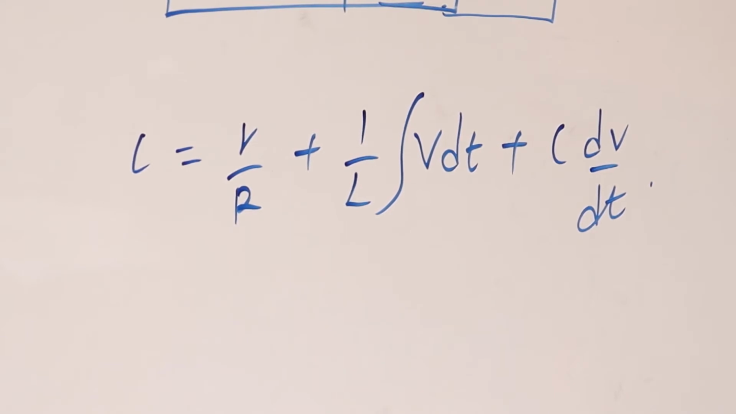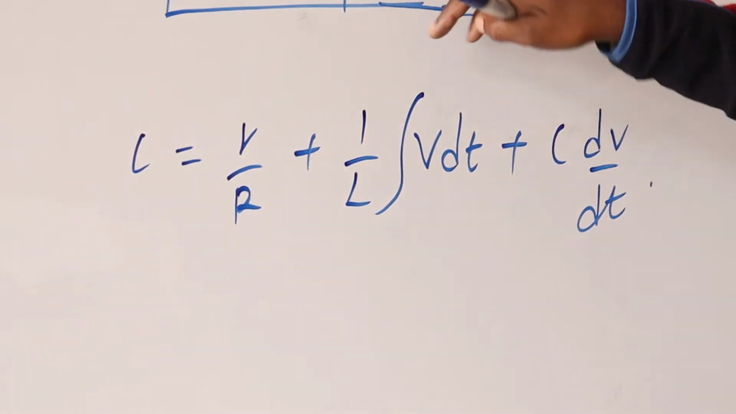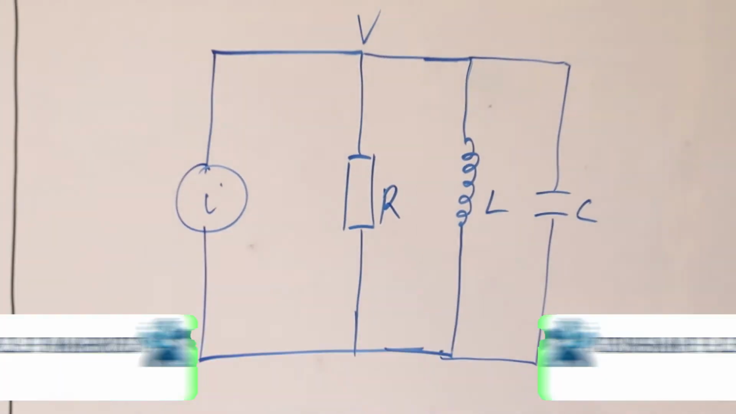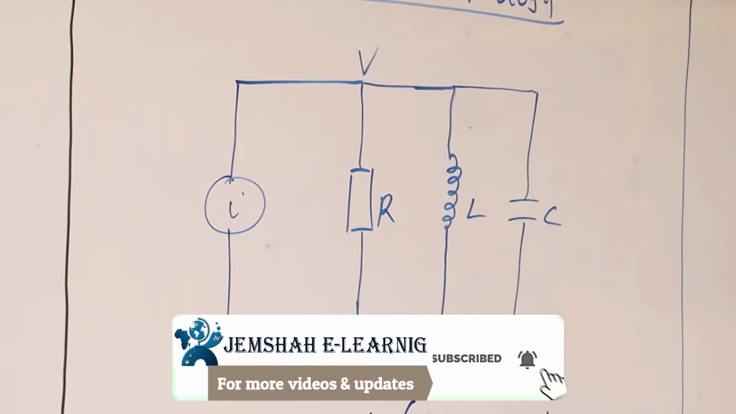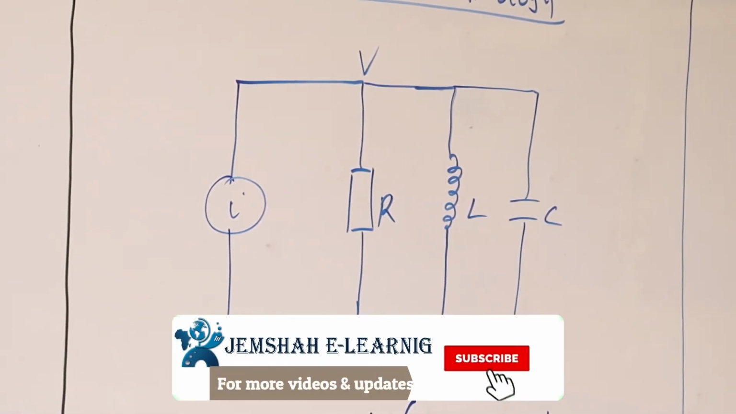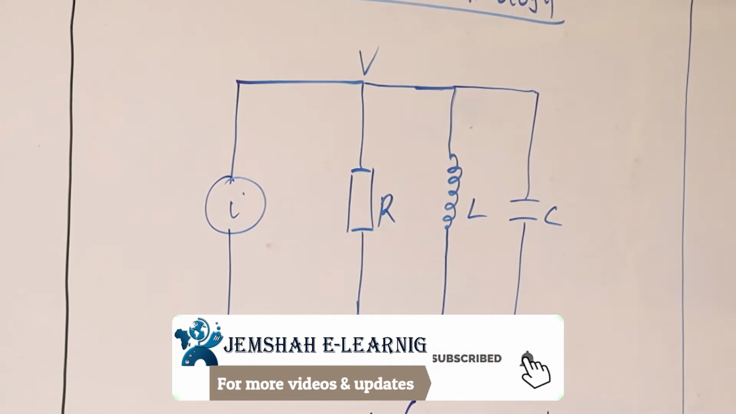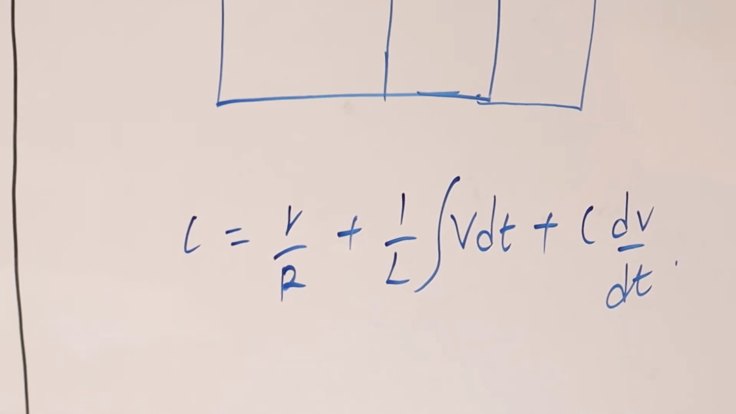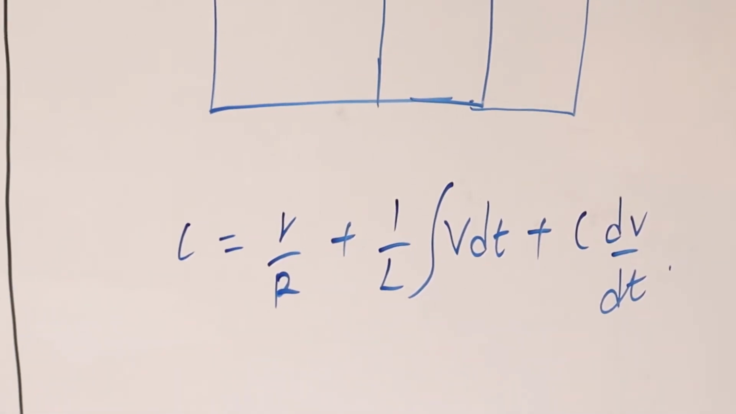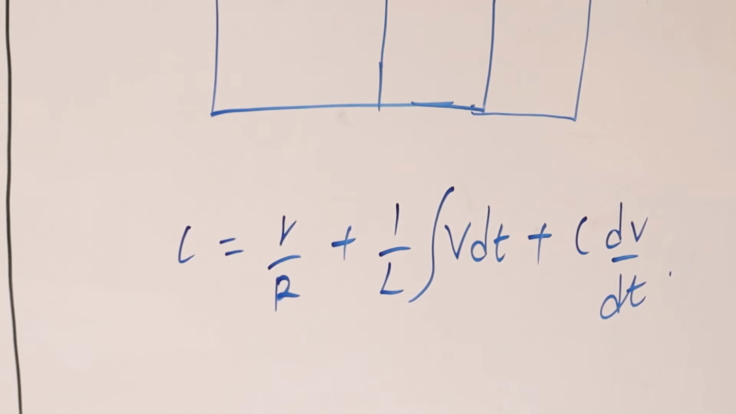It is just a way of expressing this in terms of current. The current through the resistor will be the voltage divided by the resistance. For the current through the inductor, we know that the voltage is L di/dt. If we make the current the subject of the formula, we get 1 over L integral of V dt, and then plus C dV/dt. That is what we have, so we can call this equation 1.